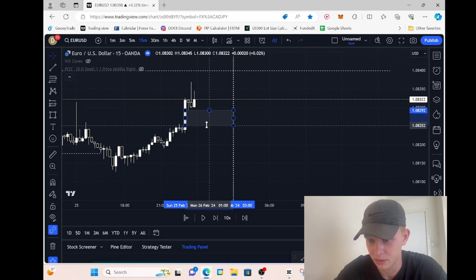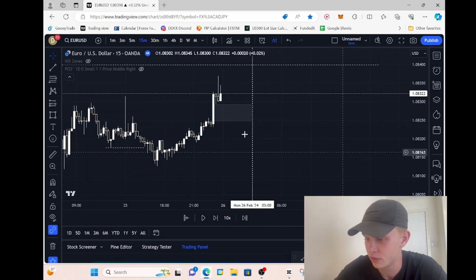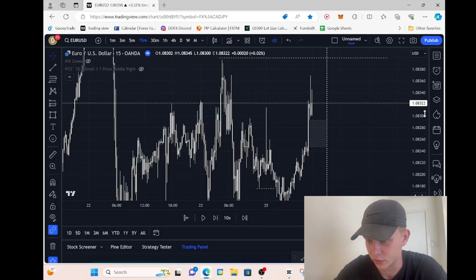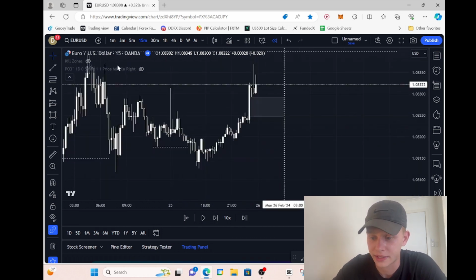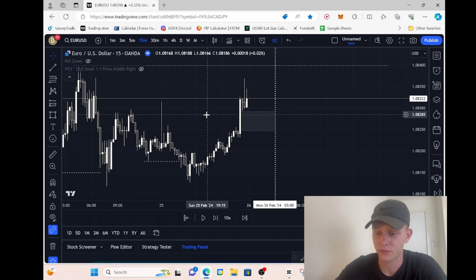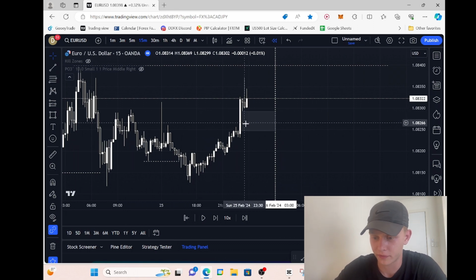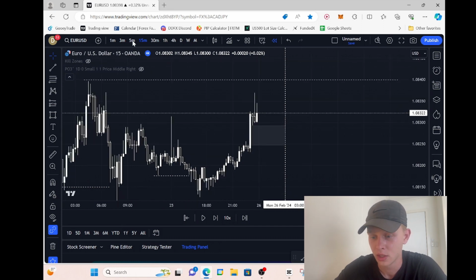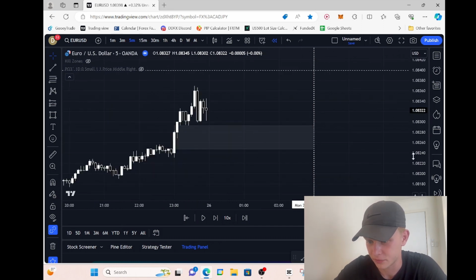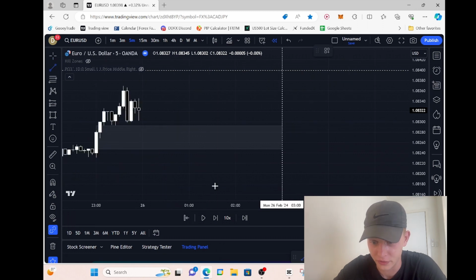So that would be potentially an area of interest that I'd want to see a reaction off of. At the end of the day, what I'm kind of looking for is either A, a reaction off of this, or B, we can get a sweep down here to then take a trade to this draw on liquidity right here. So I'll go down to the 5-minute time frame, and we can see we have these relative equal lows.